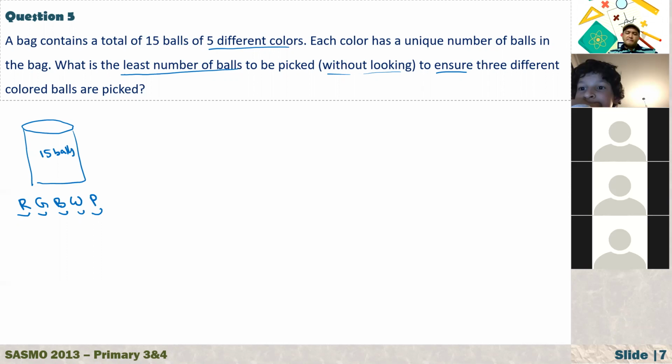Sadiq, can you hear me? Yes. Yes, Sadiq. Suppose that from each color we have 3 balls. Okay, you can just understand it like this. Like we have 3 red, 3 green, 3 blue, 3 white, and 3 purple. Okay. Yes.